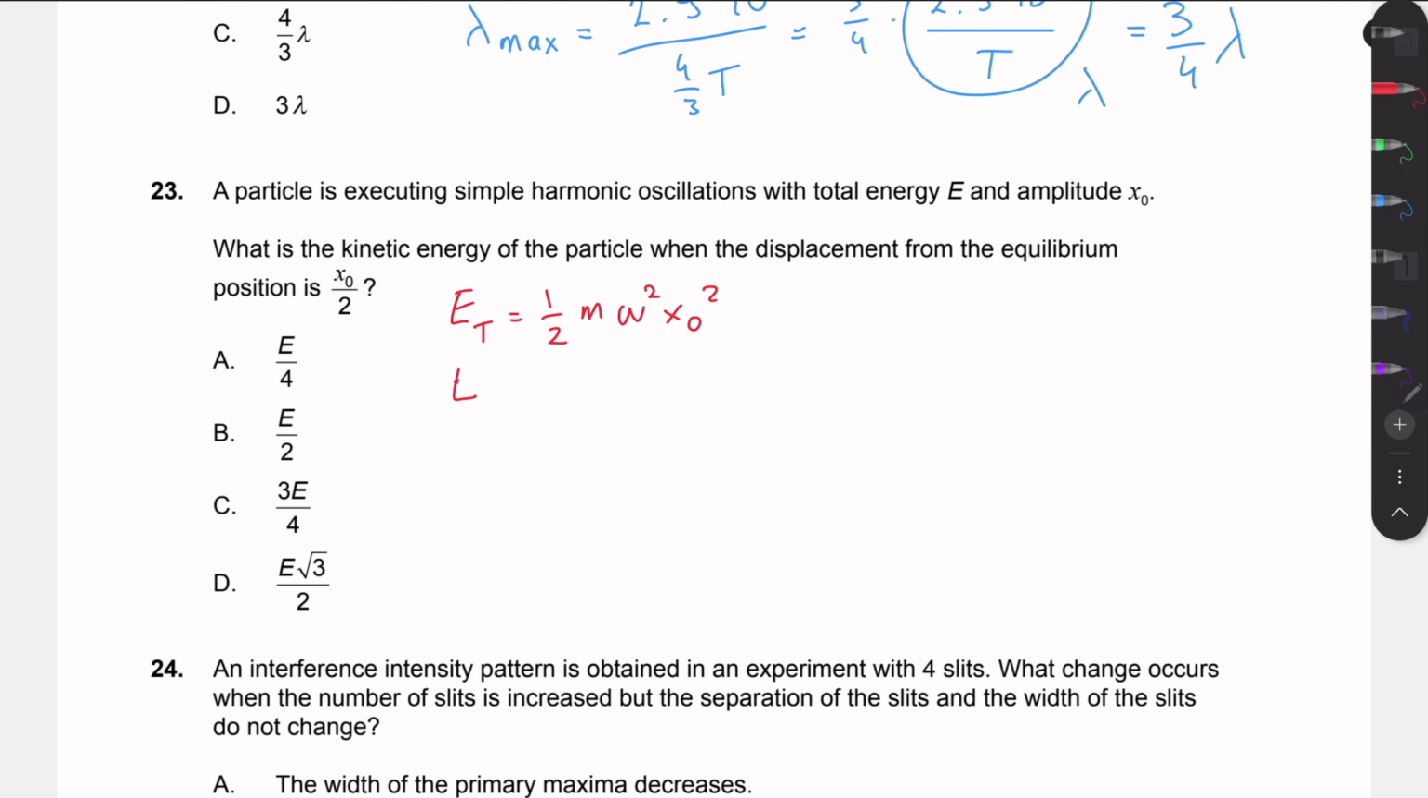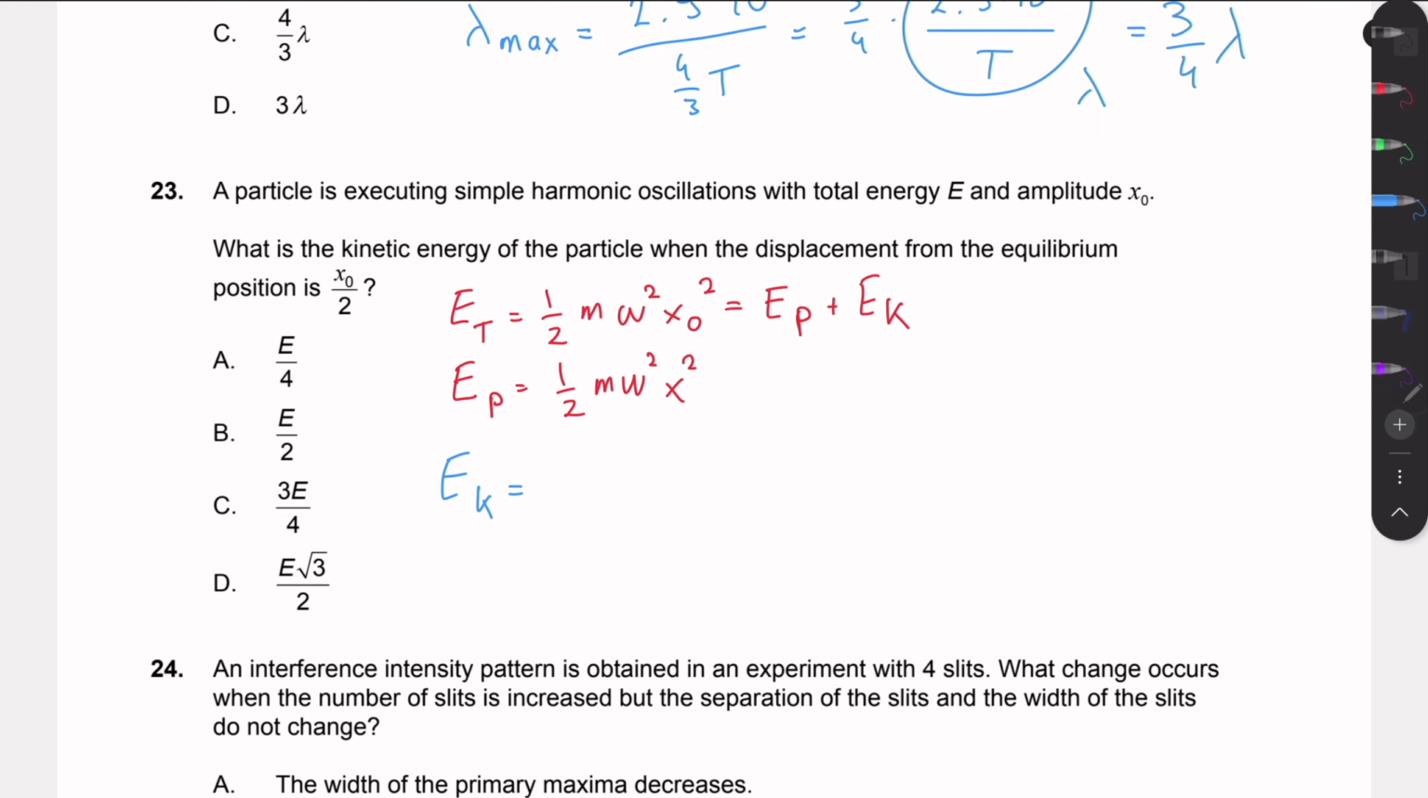And our potential is this. We need to find kinetic energy. Well, we know that the total energy is constant. This is just equal to E potential plus E kinetic, the sum of the two types of energies we have, and that's a constant here. So if we subtract E potential from this, we will find the E kinetic.